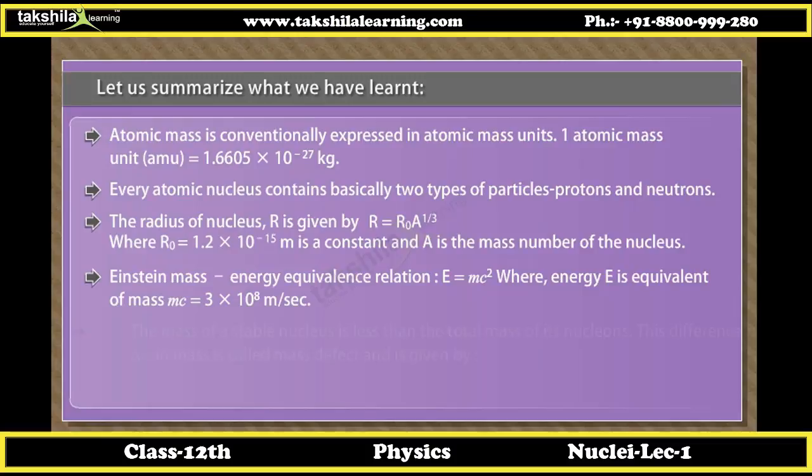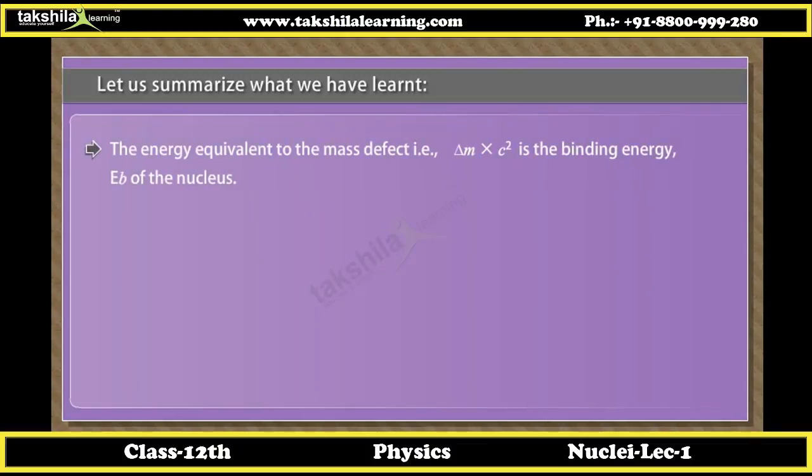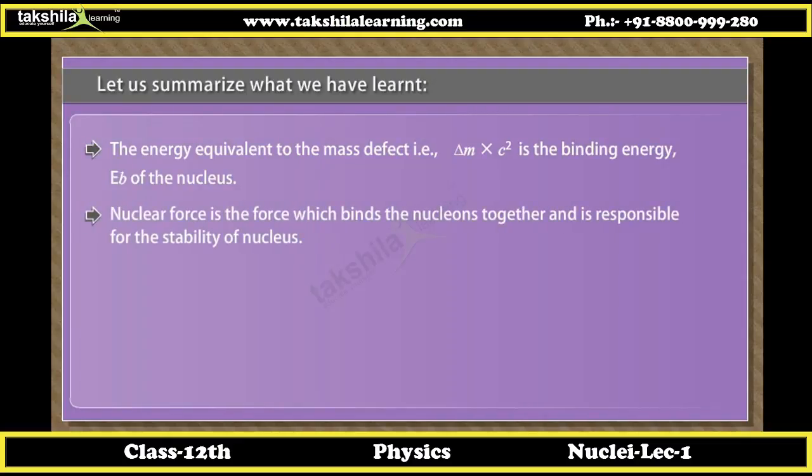The mass of a stable nucleus is less than the total mass of its nucleons. This difference delta m in mass is called mass defect and is given by the energy equivalent to the mass defect, that is delta m × c², is the binding energy EB of the nucleus. Nuclear force is the force which binds the nucleons together and is responsible for the stability of nucleus.